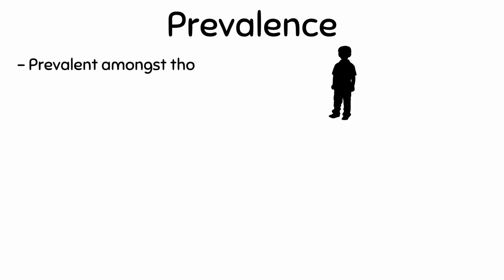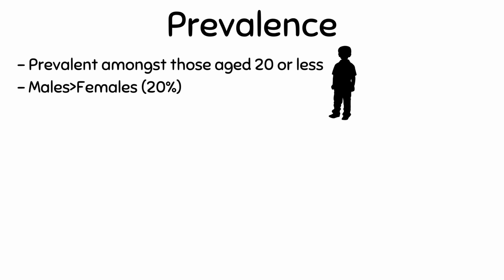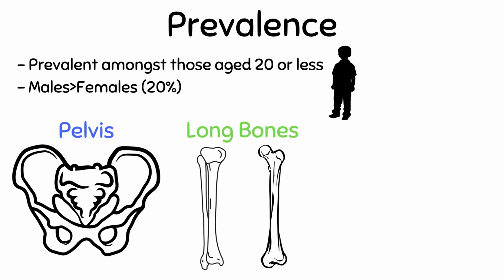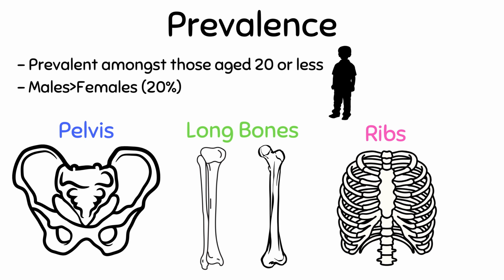In terms of age and gender prevalence, Ewing sarcoma is most commonly seen in those aged 20 or younger. Among that demographic, children and adolescents are most commonly affected. On average, males have a 20% higher chance of developing Ewing sarcoma, and in terms of anatomical sites, the pelvis, long bones, and ribs are most frequently affected. This does not mean, however, that Ewing sarcoma cannot occur at other anatomical sites.